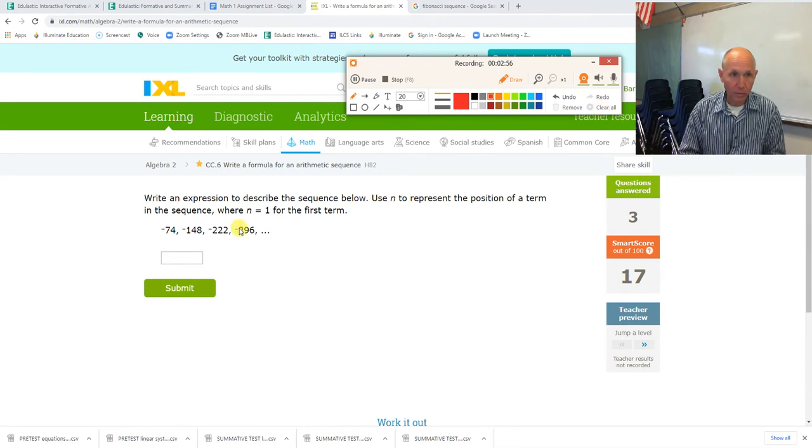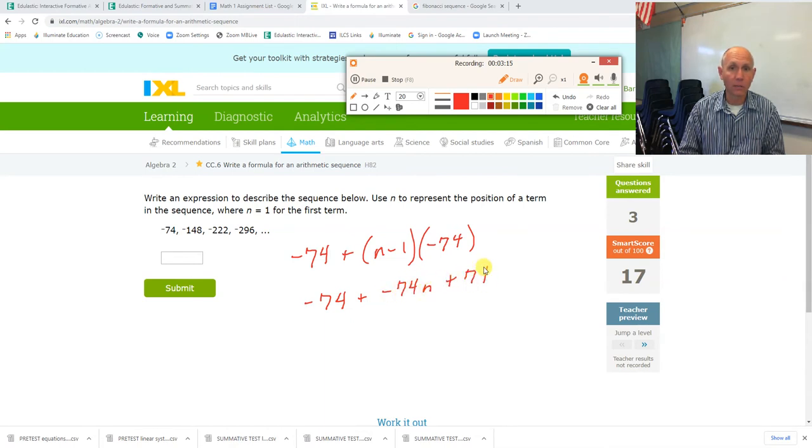Okay, value of the first term is negative 74 plus n minus 1 times the difference, which is negative 74. Right? It's going down by 74 each time. So negative 74 plus negative 74n after the distribution plus 74. These guys cancel, so negative 74n.